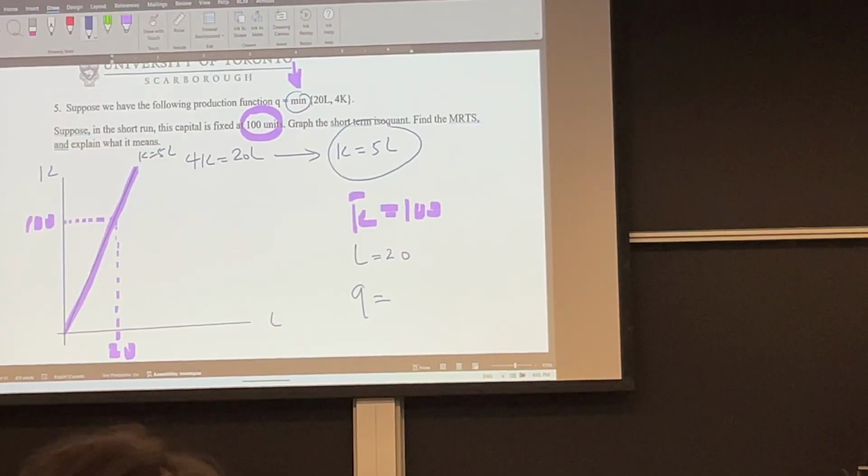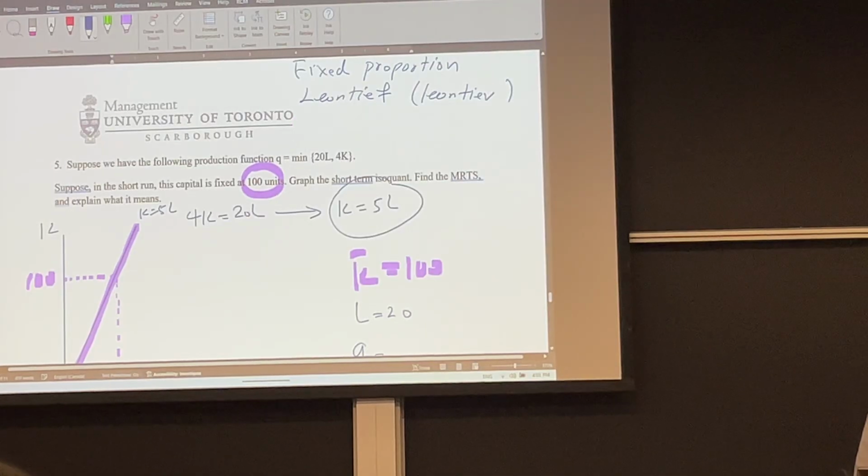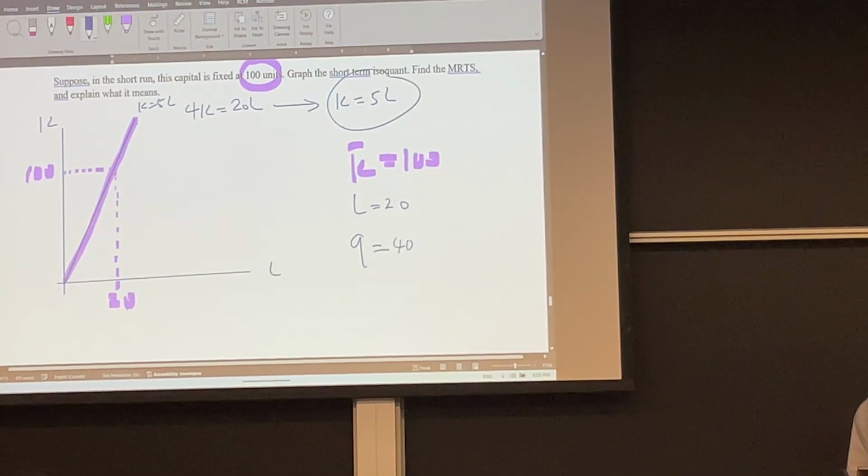So they'll be forced to hire 20 labor and produce how much? Well, put the numbers in the production function. 4 multiplied by 100, 20 multiplied by 20. What's the minimum of those two? That is 400. That is the only efficient production.